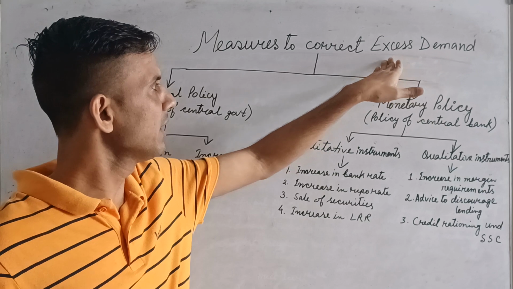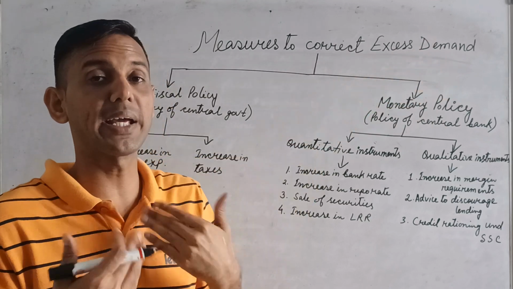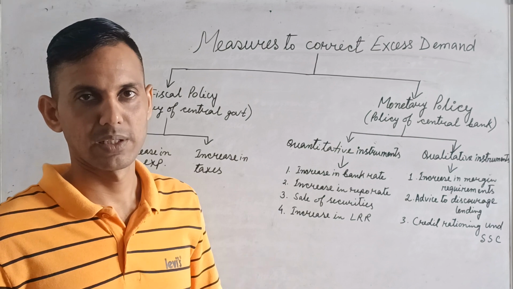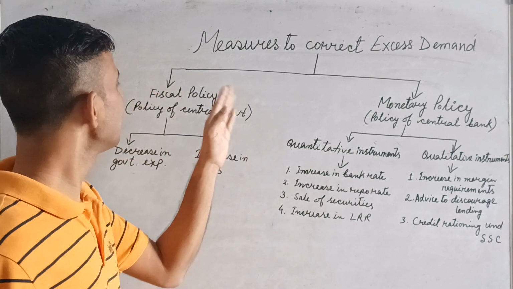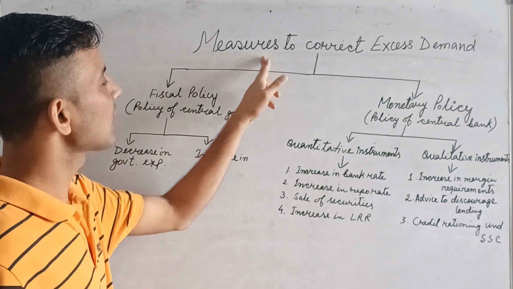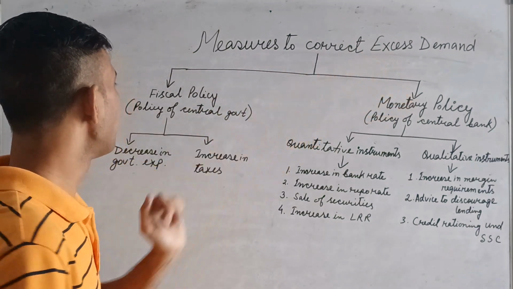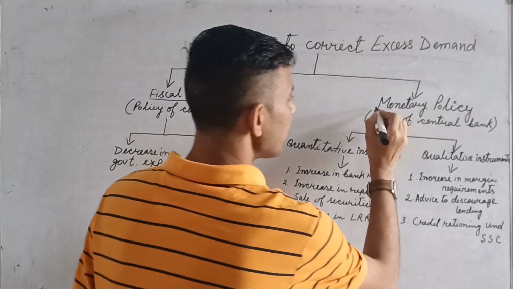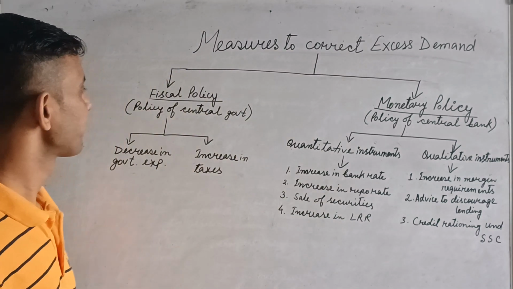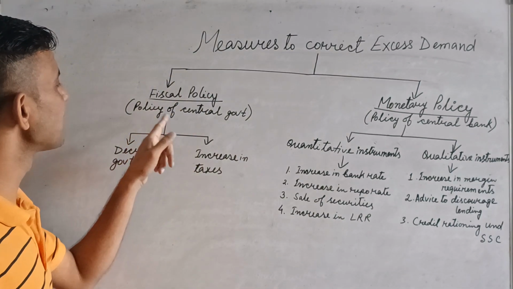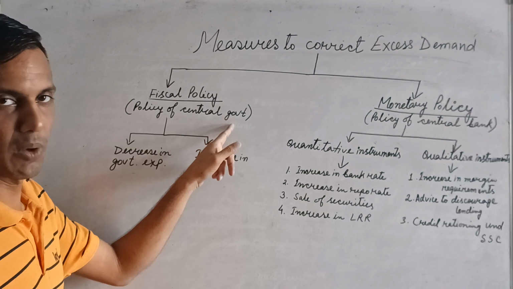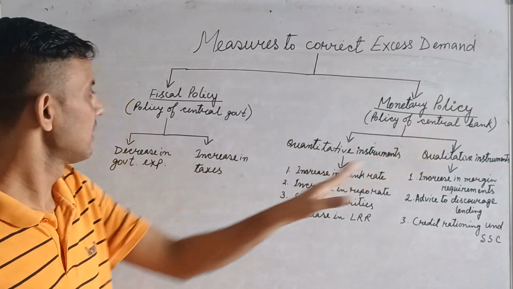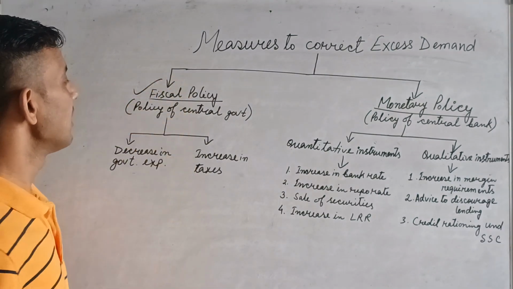Suppose in our economy there is an excess demand, but how can you correct the situation to get the full employment level? Okay, so now you see, there are two main policies to correct the excess demand. Number one is fiscal policy and number two is monetary policy. What is fiscal policy? Policy of central government. Monetary policy, policy of central bank. So first we will discuss the fiscal policy.